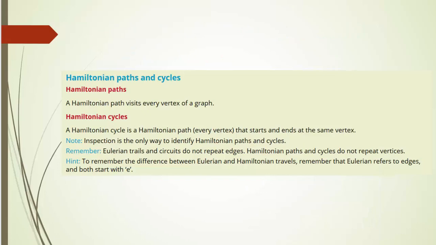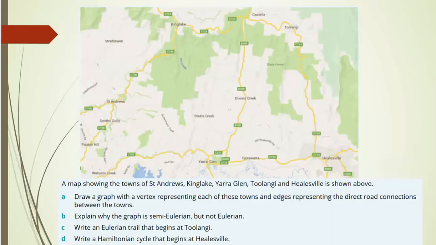And there's the summary of that. A Hamiltonian path visits every vertex of a graph, but doesn't necessarily get back home. A Hamiltonian cycle starts and finishes at the same place. So that's basically what 6F is all about. Let's have a look at this example here.